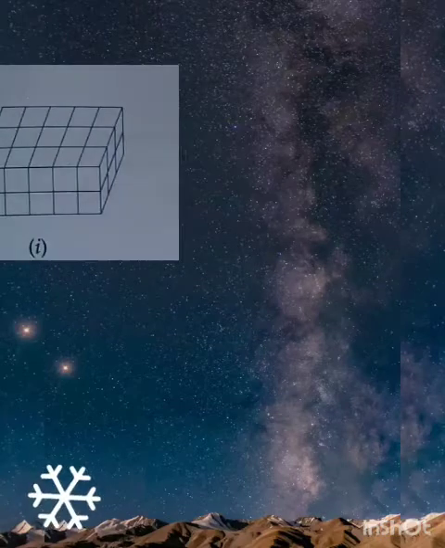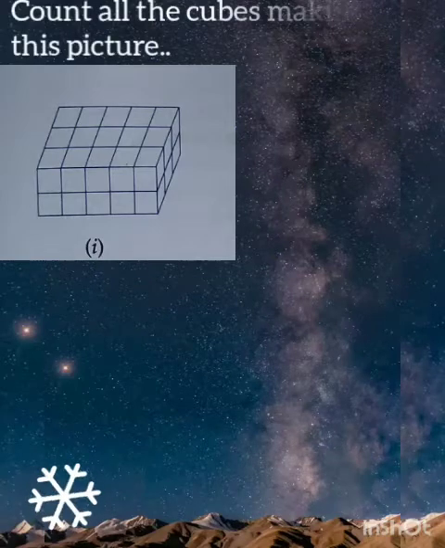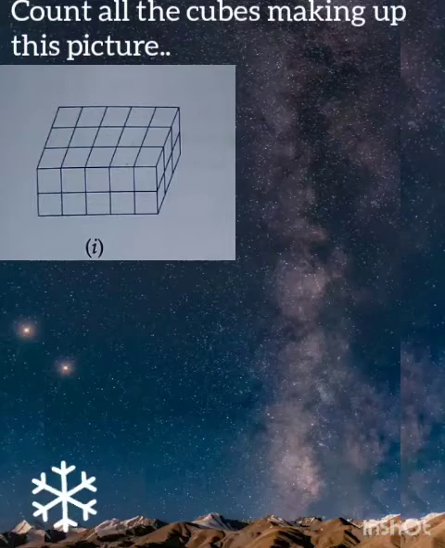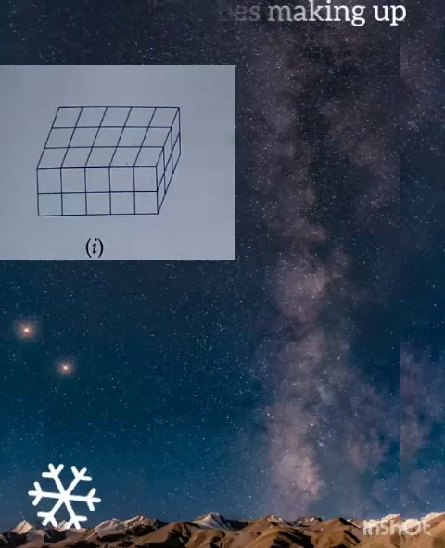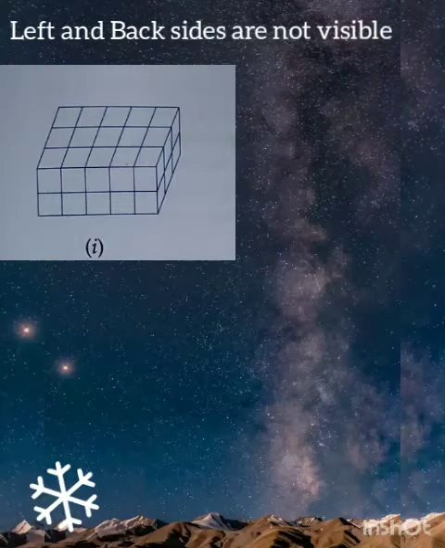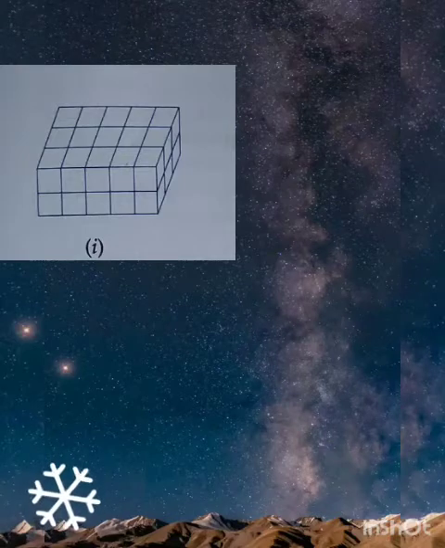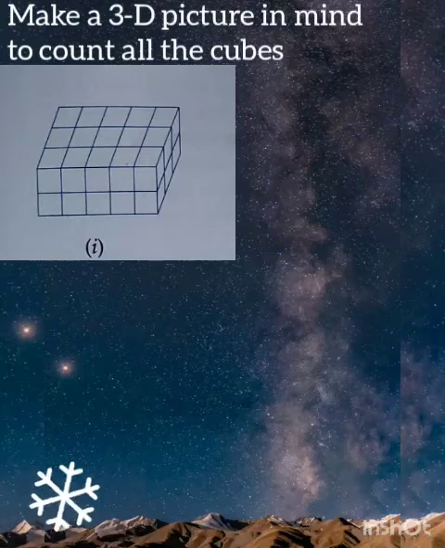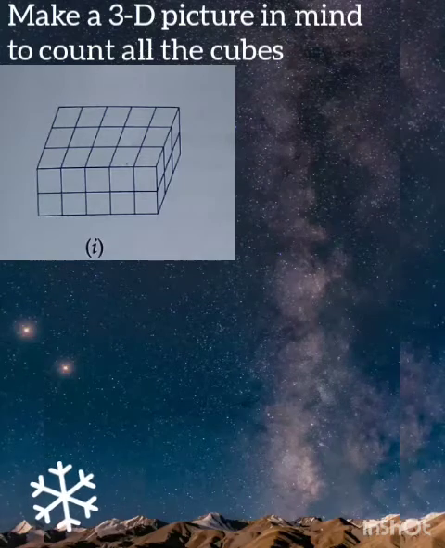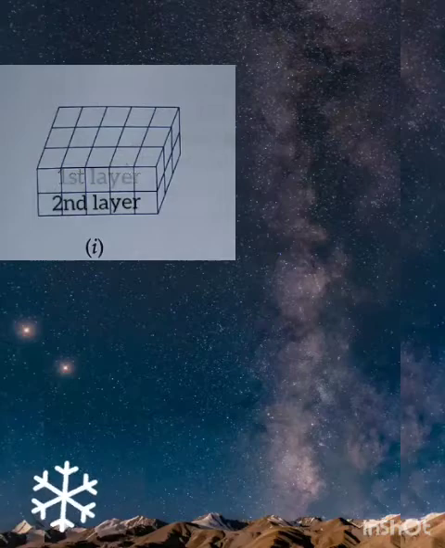Suppose children, a picture is given. Here we can see, and we are asked to count the total number of cubes present in this picture. Though all the cubes are not visible to us, it is a picture, we can't move it around to see how many cubes are there. But we can use our imaginative skills to create a three-dimensional picture in our minds to count all the cubes. So here we can see the first layer and second layer, two layers are there.